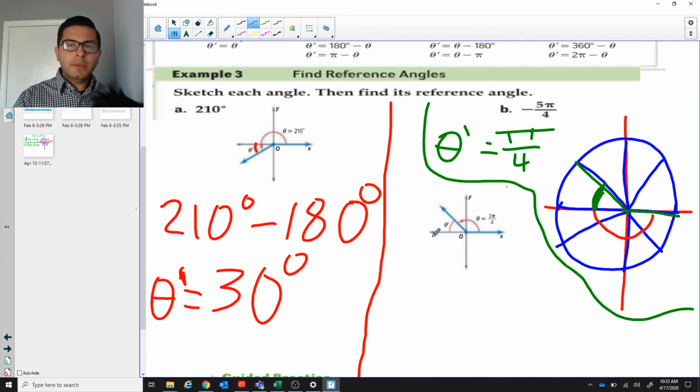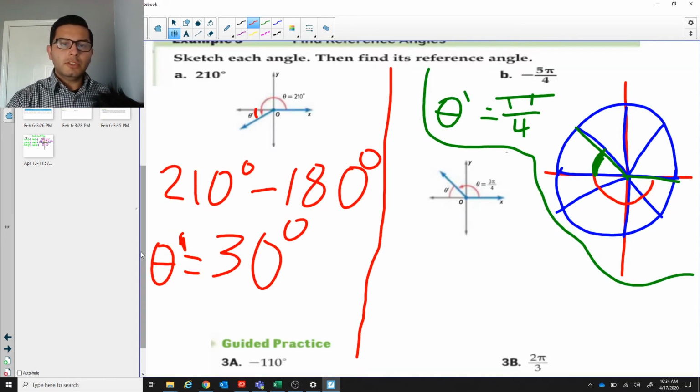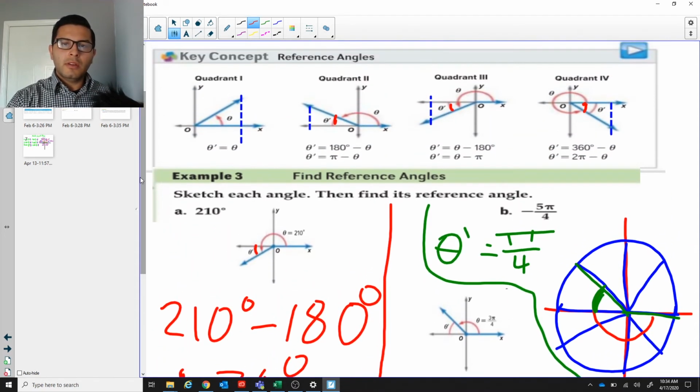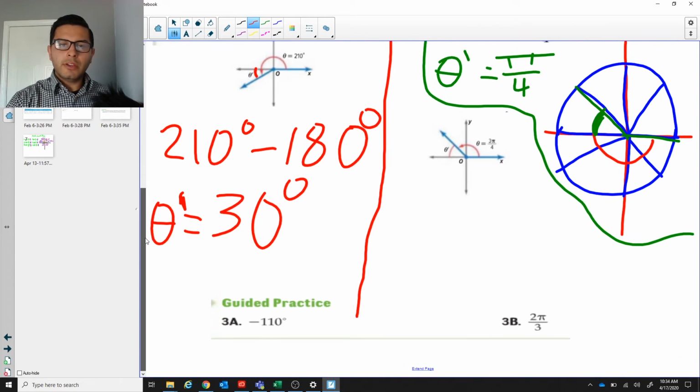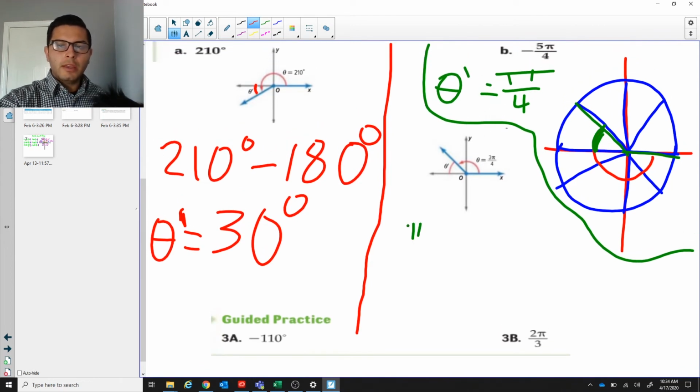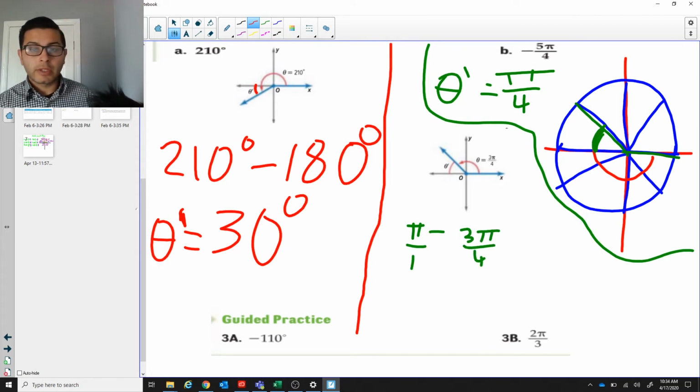Either way, you should be able to come up with something that looks like this. Using our first positive coterminal angle, we should be able to find out that this is in quadrant number 2. We should be able to look up here and say, okay, this is going to be pi minus our theta. So down here, we're going to say pi minus our theta, which is now 3 pi over 4. And all we have to do is actually just type this into our calculator.